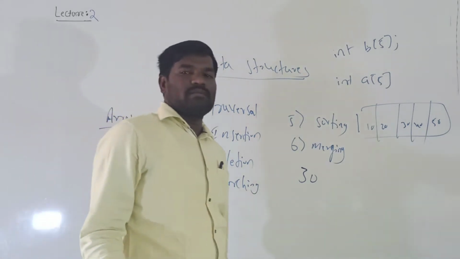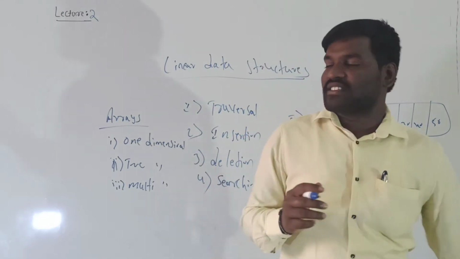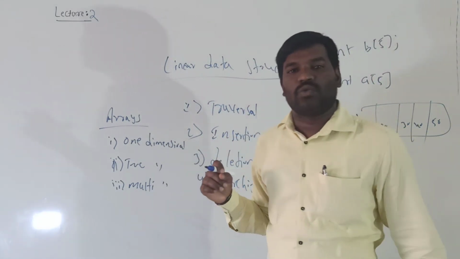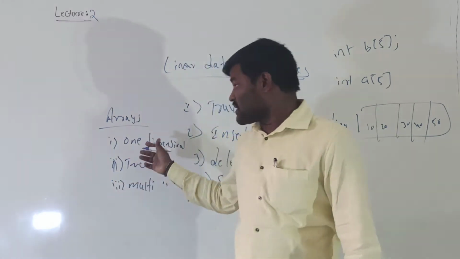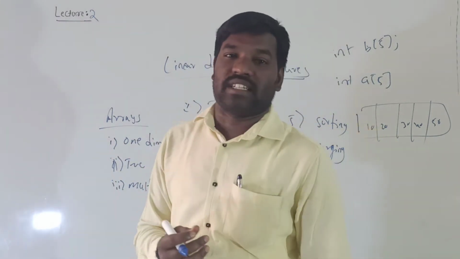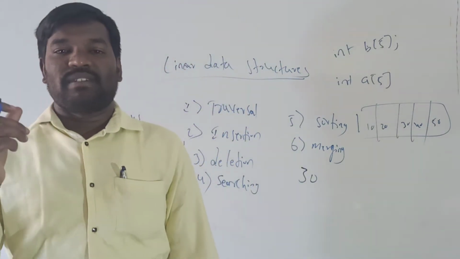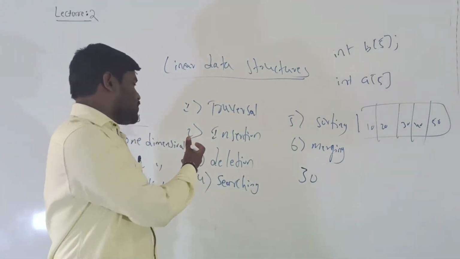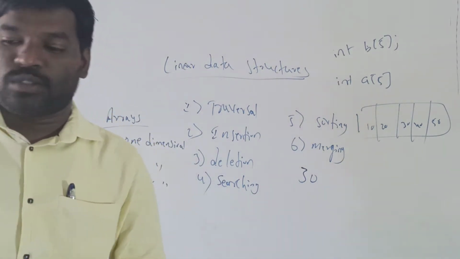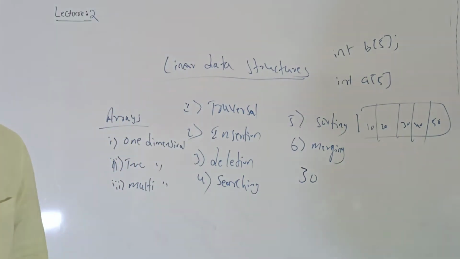One dimensional means the elements can be accessed using one subscript or single index value. Two-dimensional means the elements can be accessed using two subscripts, so it is mainly used for solving matrix operations. In the same way, multi means the elements can be accessed using more than two subscripts. That is nothing but the multi-dimensional arrays.